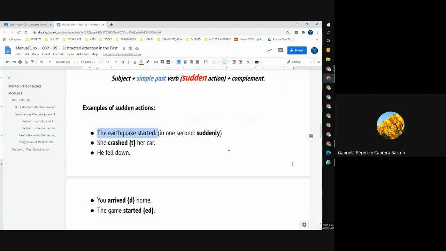What is the meaning of earthquake? Earthquake. Repeat, earthquake. How do you say temblor, terremoto in English? Earthquake. Okay, the earthquake started in 1 second. It was a sudden action, okay?